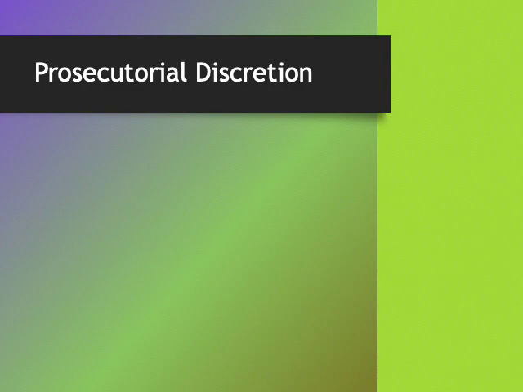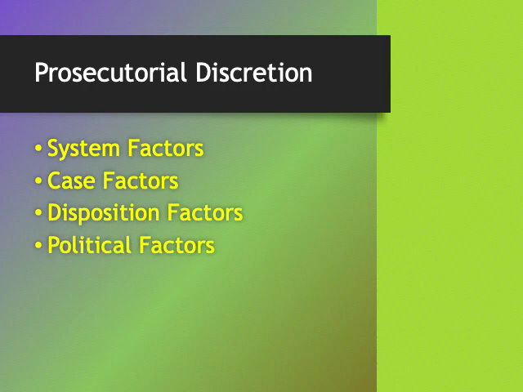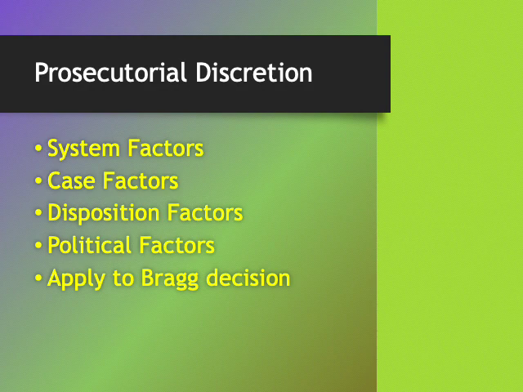Those who study the actions of prosecutors have come up with 4 factors that seem to influence prosecutors' decision about whether or not they should charge somebody with a crime. The 4 factors are system factors, case factors, disposition factors, and political factors, okay? So in the following slides, we're going to go into each of these factors in a little bit more detail, and then we're going to think about these 4 factors and apply them to District Attorney Bragg's decision to charge former President Trump with crimes.